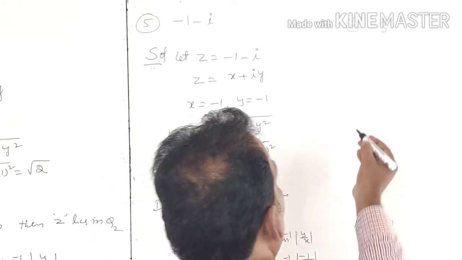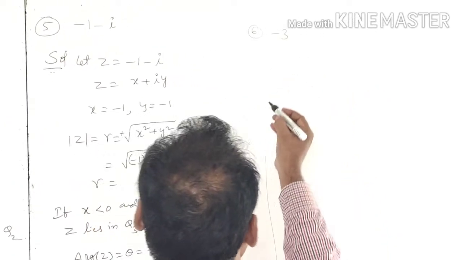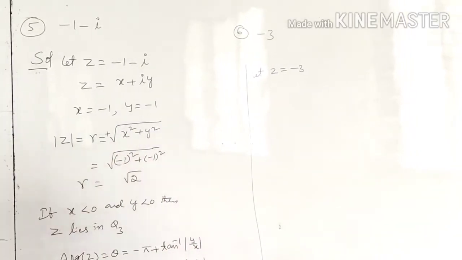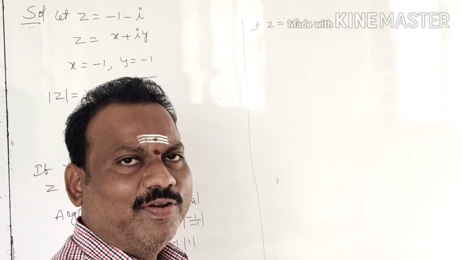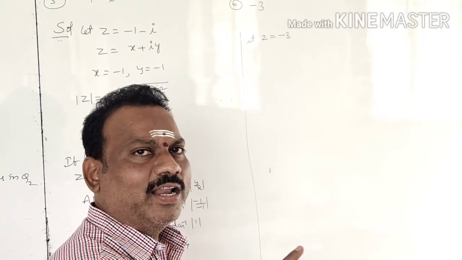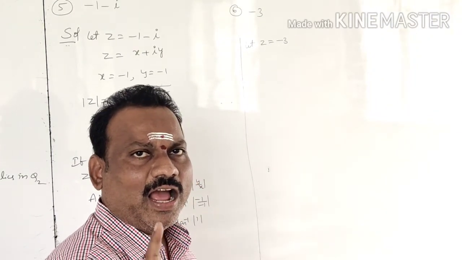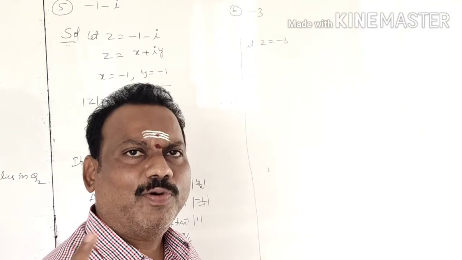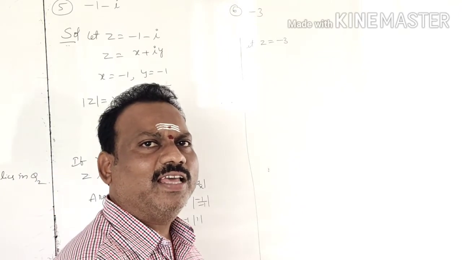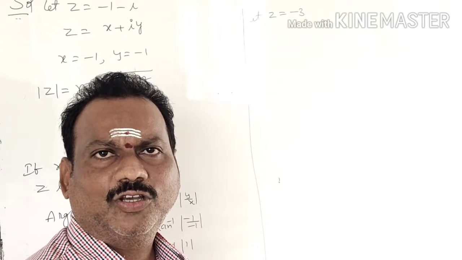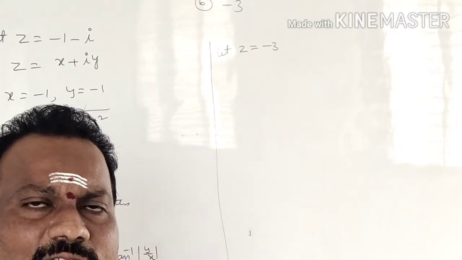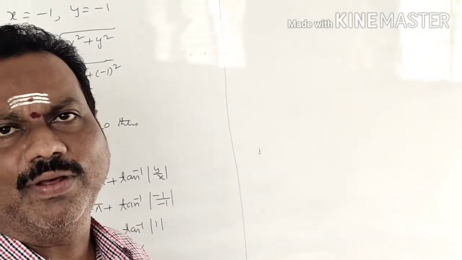One more question is given, the sixth one. Let z is equal to minus 3. Students, I told you here the imaginary part is 0. This is a purely real number. If it is a purely real number, it lies on the real axis. I told you its argument is either 0 or pi. When it is positive, you get 0; when it is negative, you get pi. So that pi value is the argument, and its magnitude is equal to that of the complex number.